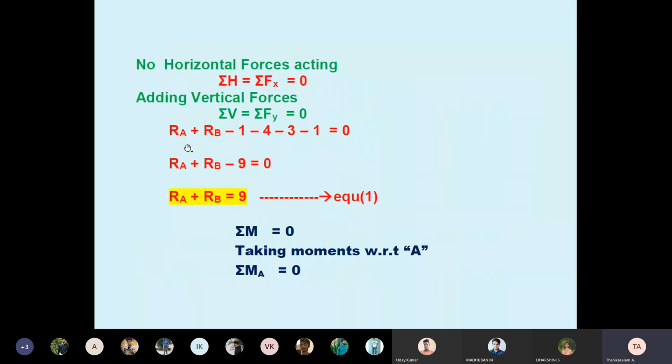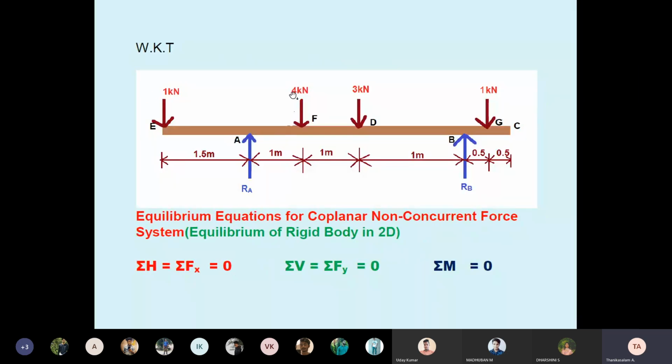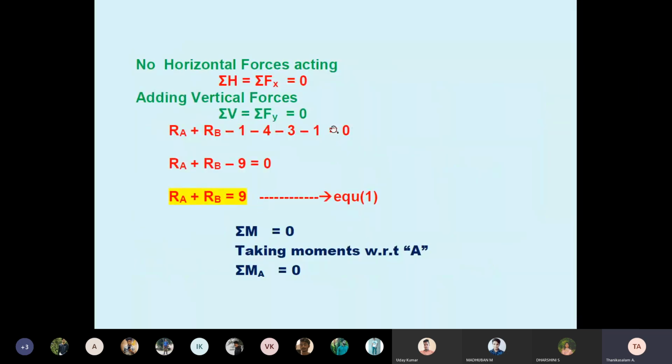See here, RA plus RB, because vertical upward, positive y direction, minus 1, minus 4, minus 3, minus 1, equal to 0. Students, equal to 0. Therefore, minus 1, minus 4 is 5, 5 minus 3 is 8, so 9. So RA plus RB equal to 9.